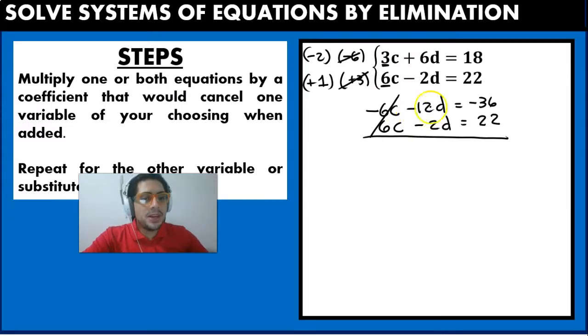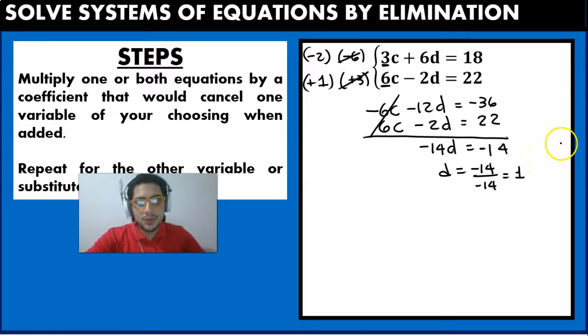And you go minus 12d minus 2d, that's minus 14d. And that is equal to, 6 minus 2 is 4, and 3 minus 2 is 1, and it's going to be negative. So d is going to be equal to minus 14 divided by minus 14, which is going to give us an answer of d is equal to 1.